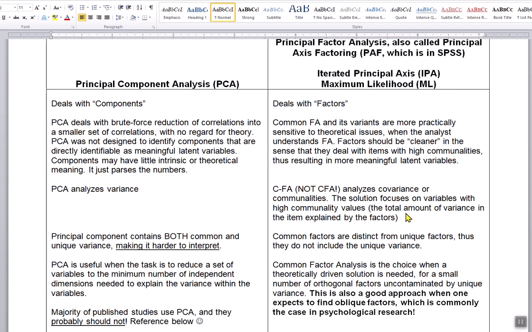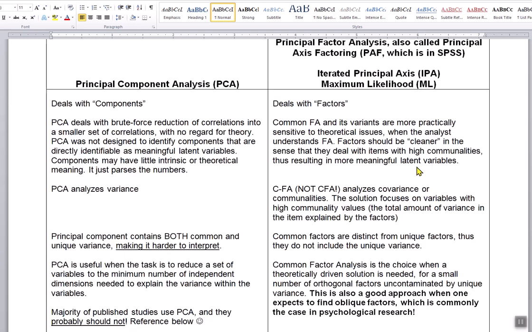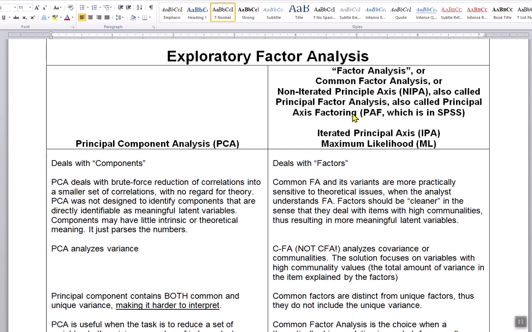Another difference here, and I don't want to go through all of this, is that principal component analysis assumes that your underlying latent variables are not correlated with each other, whereas common factor analysis allows you to have correlated latent variables. And in psychological research, I think it makes sense to have correlated latent variables. And so for that reason alone, I think it's optimal to use some version of common factor analysis.